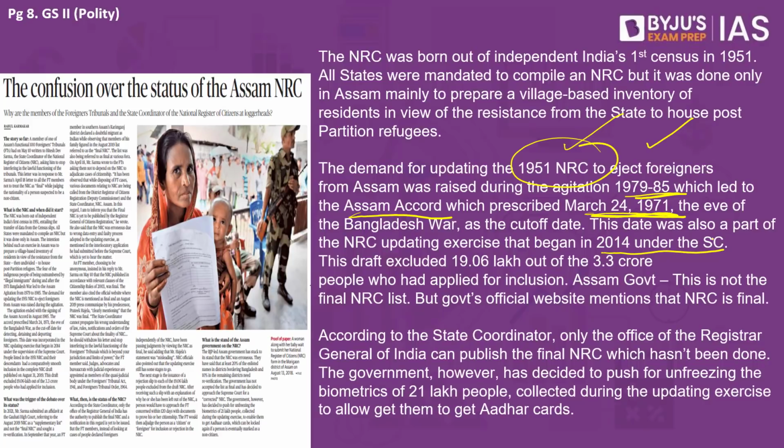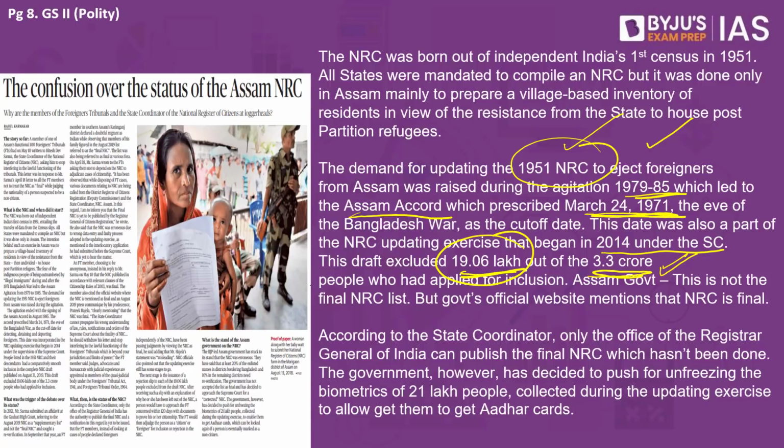Now, when this NRC was updated and the report came out, it was found that out of the 3.3 crore people who applied to be a part of the NRC, about 19 lakh people could not prove their citizenship. So about 19 lakh people were considered to be illegal immigrants in Assam. Now this is where the controversy begins.